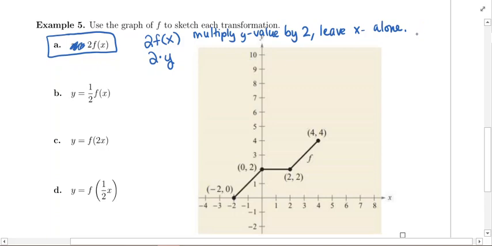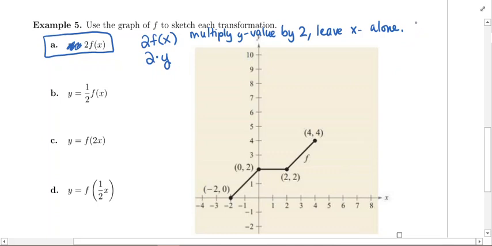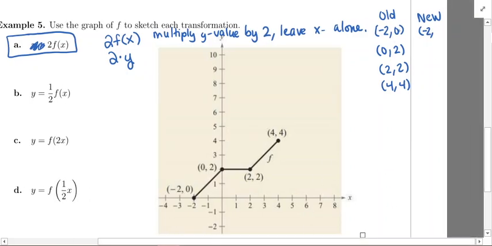I'm doing this graph in blue, so everything I do for this graph will be in blue. Our original points here are (-2, 0), (0, 2), (2, 2), and finally (4, 4). These are the old points, and then we'll talk about what the new points are going to be. Starting with (-2, 0), you leave the x coordinate alone and multiply the y coordinate by 2. 2 times 0 is 0, so it's going to stay put.